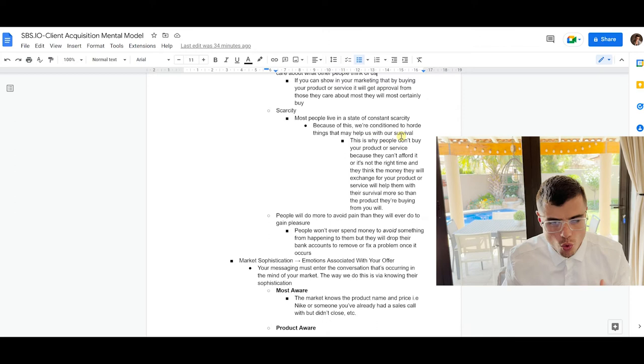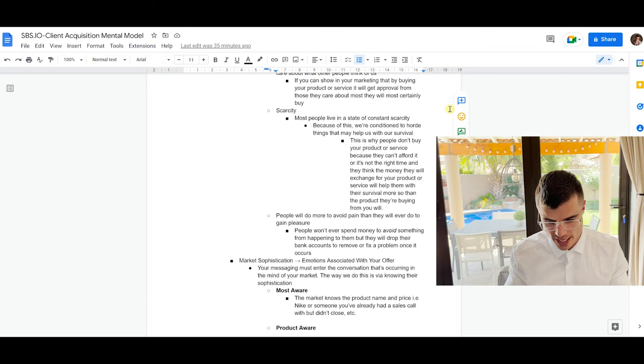So this is why people don't buy your product or service: because they can't afford it, or it's not right for them. They think that the money they will exchange for your product or service will help them with their survival more than the product they're buying from you will. This specifically means they can't do the logical math in their brain of giving you this money and then working with you.